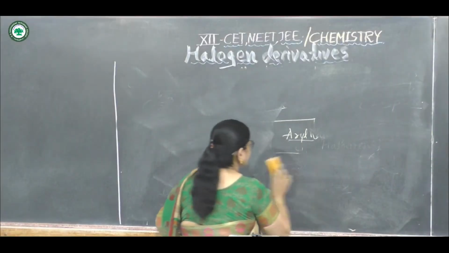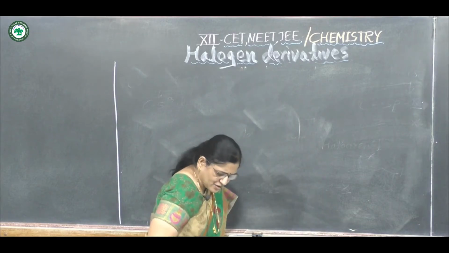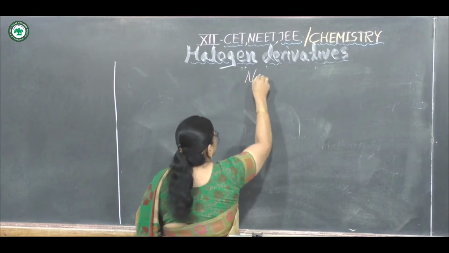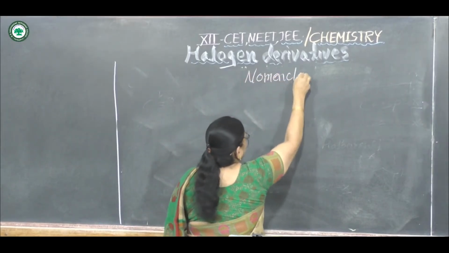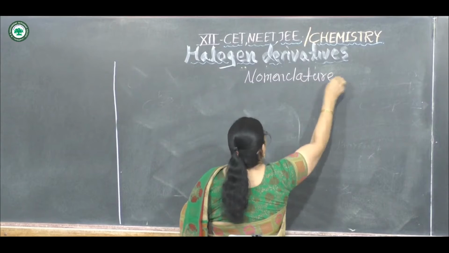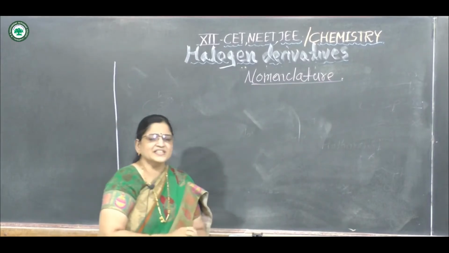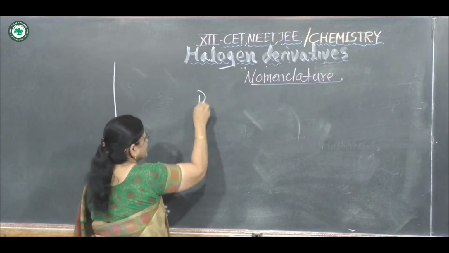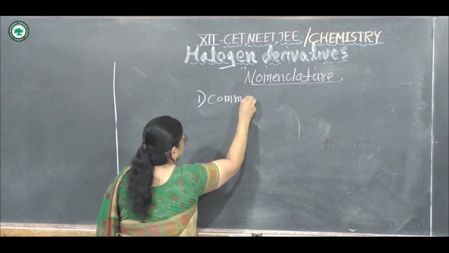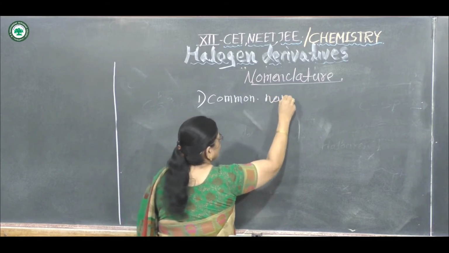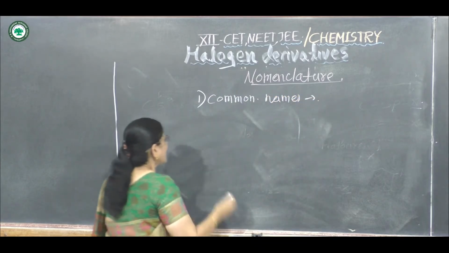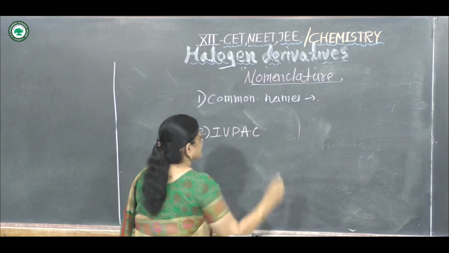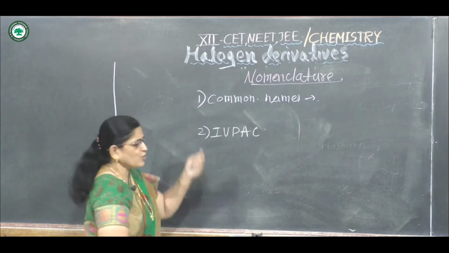Next point is nomenclature. There are two systems in nomenclature. The first one is the common name system and the second one is the IUPAC system.